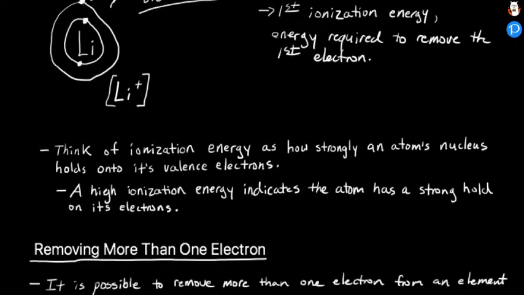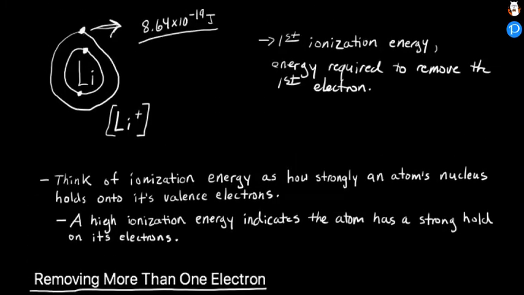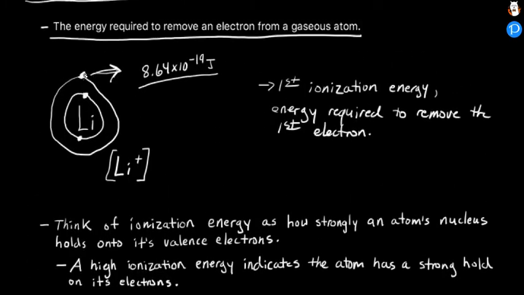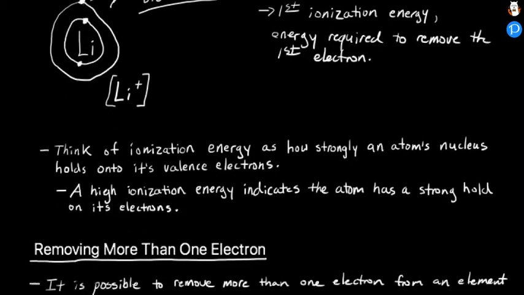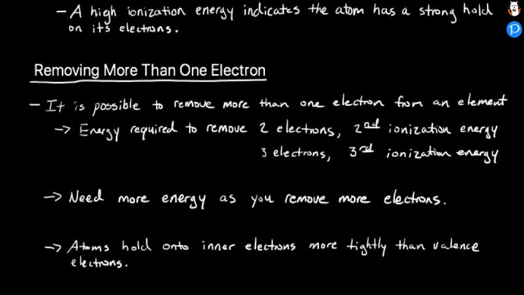So could we remove more than one electron, though? Up here with lithium, it's just got 1 valence electron. Once we remove that 1 valence electron, it's kind of happy with that. It just needs to get rid of 1. But could we remove more than 1 if we wanted to? The answer is yes, we could. It is possible to remove more than 1 electron from an element.